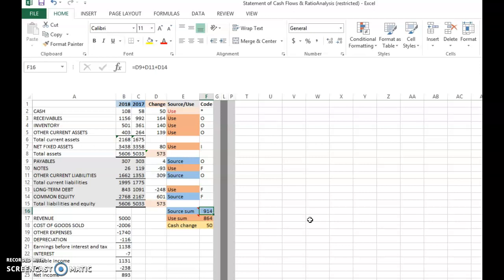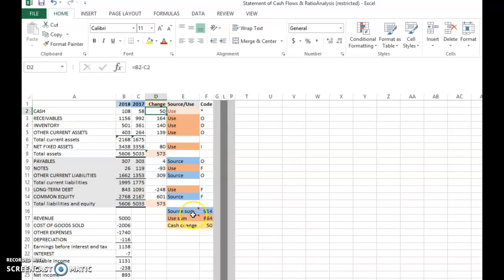million. And now note this: this is the total source of cash, this is the total use of cash. The difference is actually the cash change, so 914 minus 864 is actually 50, which is the same here. It should be the same, it cannot be any other amount. If you have a different answer from this, then you have made some computation error somewhere.